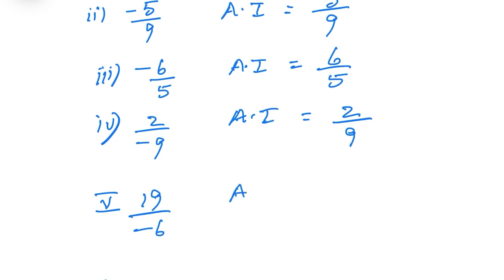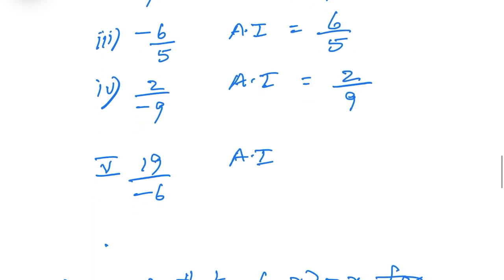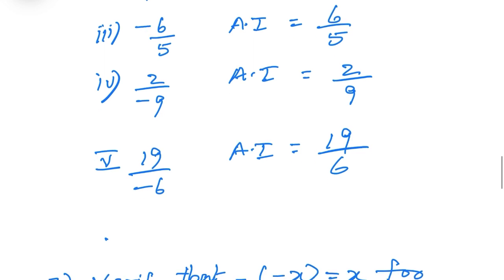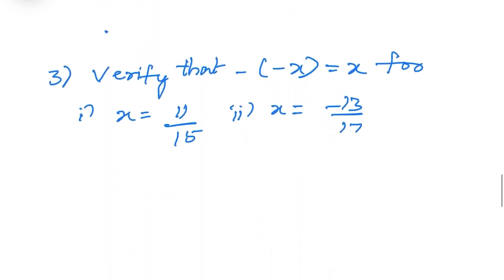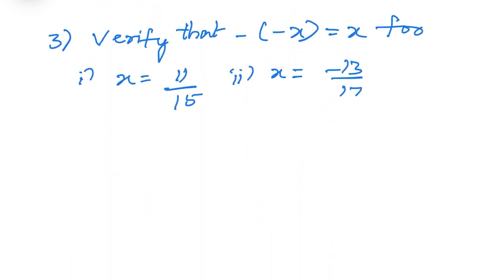Additive inverse of 19 by minus 6. Total it is minus sign. So what is its additive inverse? Plus 19 by 6. Likewise, additive inverse means give the opposite sign to the given one. Now verify, next question you see 3. Verify that minus of minus x is equal to x for x is equal to 11 by 15, x is equal to minus 13 by 17.